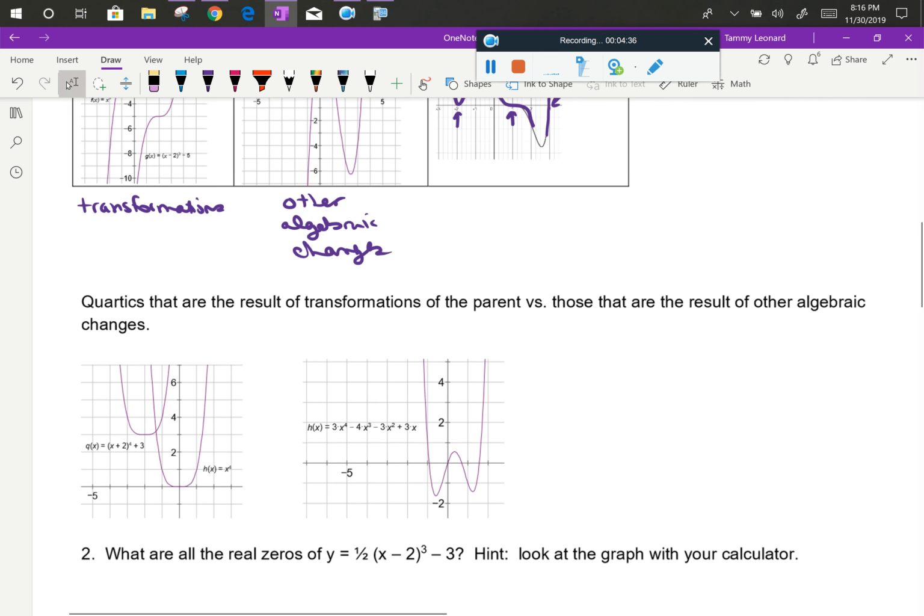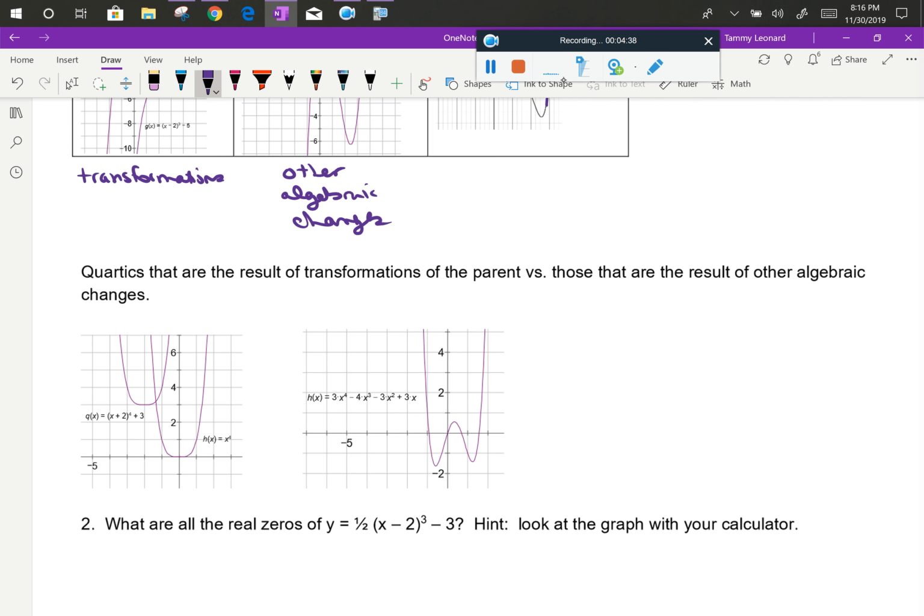In quartics, we have the same distinction. Just like the cubics in first were just transformations, these quartics at first are just transformations. We can see that it's basically the same shape, and it's just been translated 2 to the left and 3 up to go from the parent to the child. Whereas again, in the second problem where we start to see more pronounced rises and falls, these highs and lows, these are the results of greater algebraic changes than just transformations.